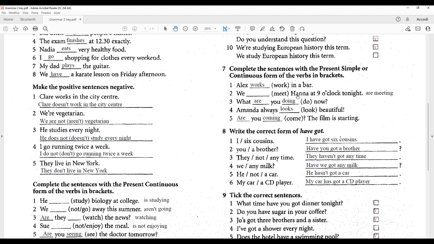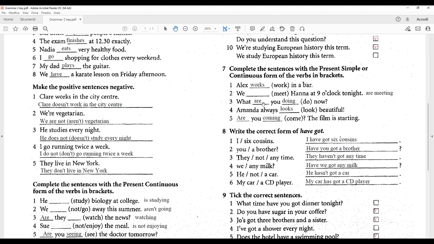2. We meet Anna at 9 o'clock tonight. So this is a planned action. Abbiamo un appuntamento. We are meeting Anna at 9 o'clock tonight.